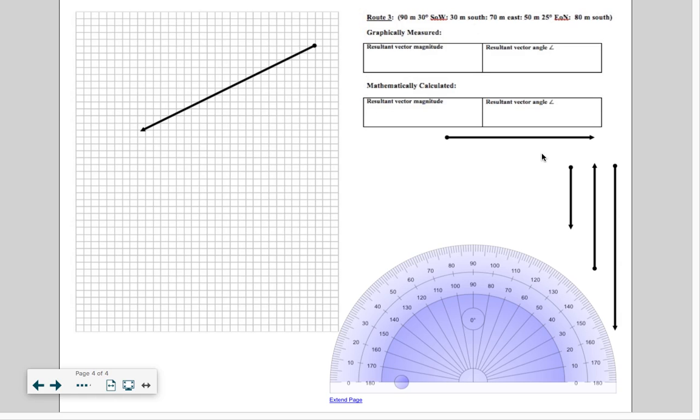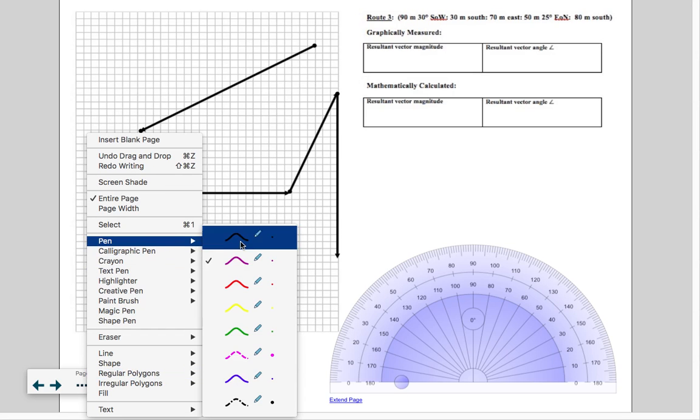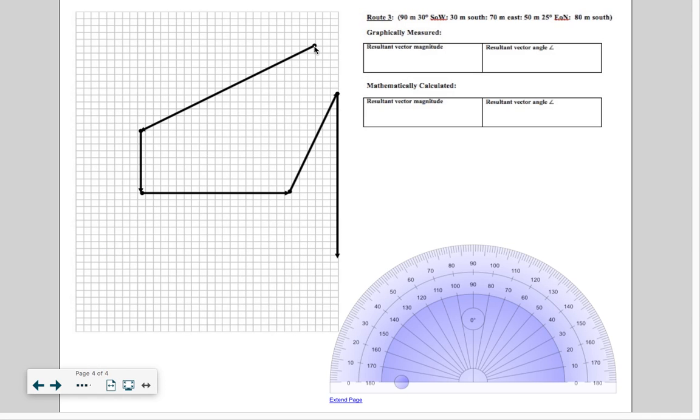Okay, then you would do 30 meters south. Then you would do 70 meters east. Then you would do 50 meters, 25 degrees east of north. East of north, so that's north, so then therefore I'd go 25 degrees east of north, might be something like that. And lastly, 80 meters south. So your picture might look something like that. And then once again, you should draw from start to finish.